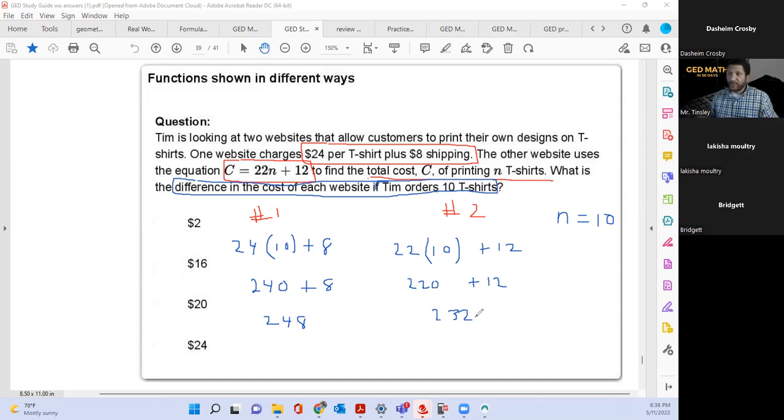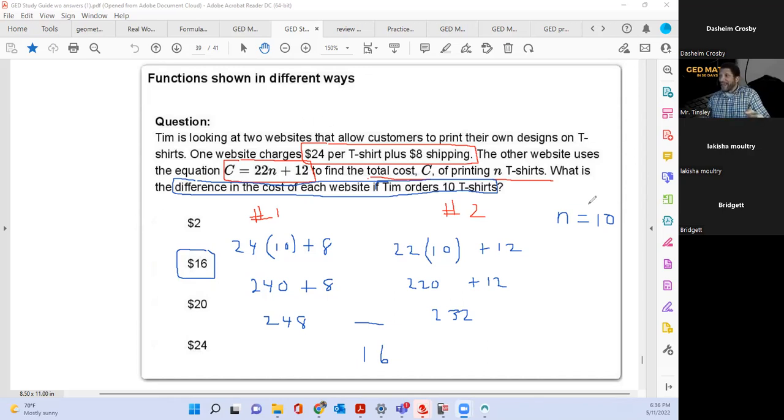The cost of the second website is $232. But what do they want to know? The difference of the cost. So what operation is difference? Subtraction. What's 248 minus 232? 16. Bam. So a problem that seemed hard was just evaluating the function.